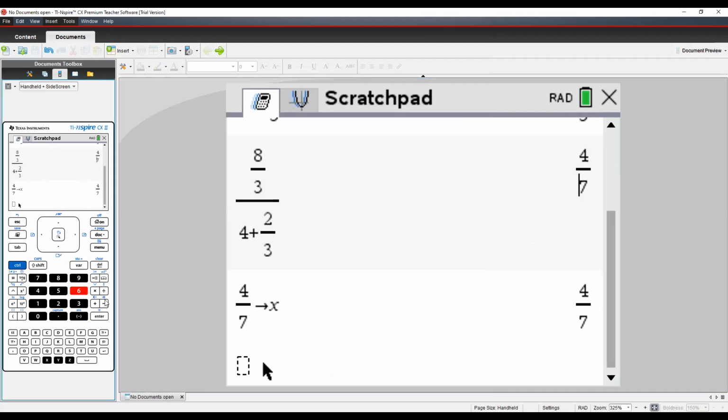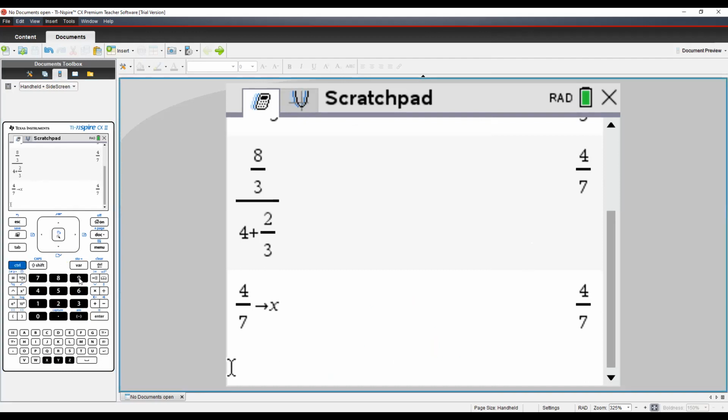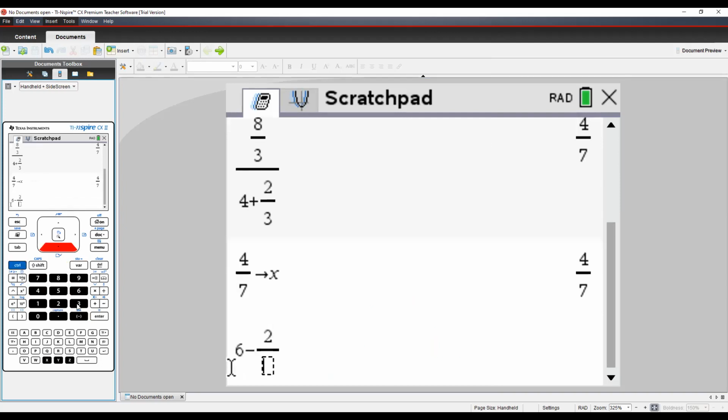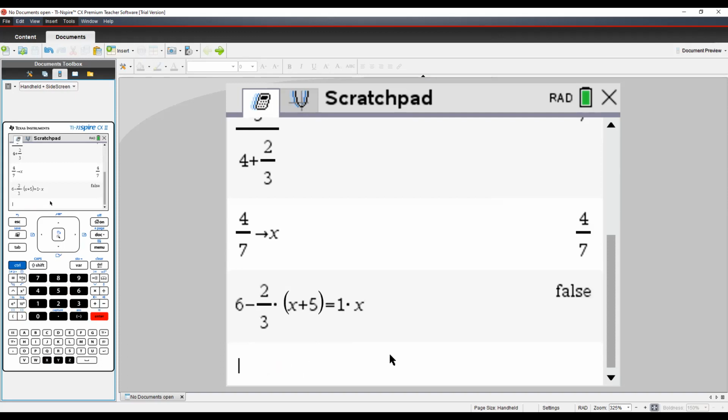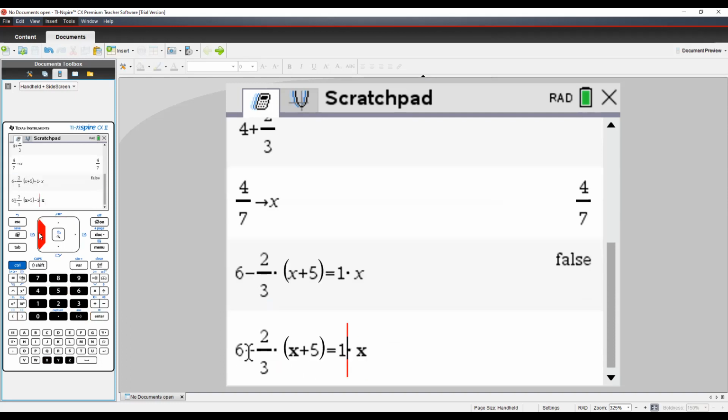So let's just do that. 6 minus control divide 2, oh crap, let's try it again. 6 minus control divide 2 over 3, parentheses, x plus 5, equals 1x. And then I press enter, and it says false. Why does it say, oh, that's why, because it should be 4x, sorry. All right, so let me fix that. That's just a test. It should be 4x.